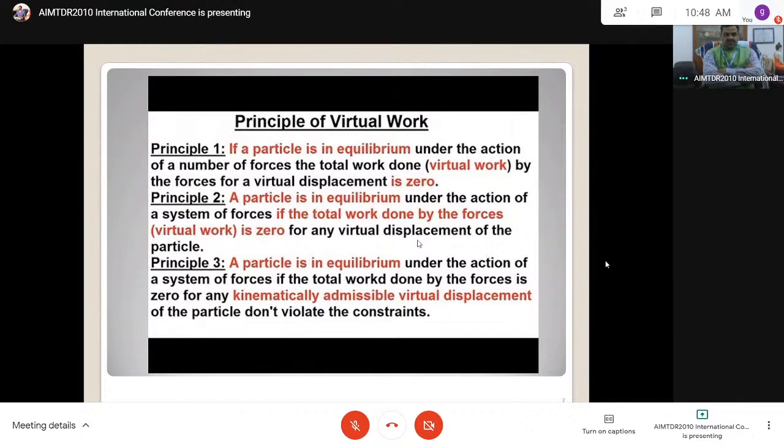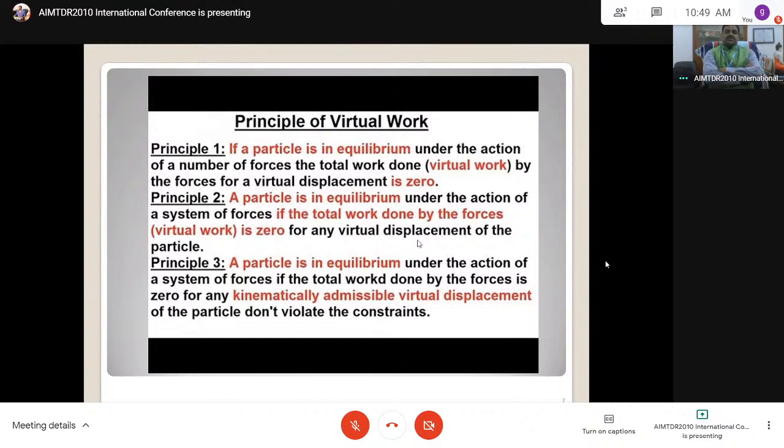Third principle. A particle is in equilibrium under the action of a system of forces if the total work done by the forces is zero for a kinematically admissible virtual displacement of the particle, so that we don't violate the concept.